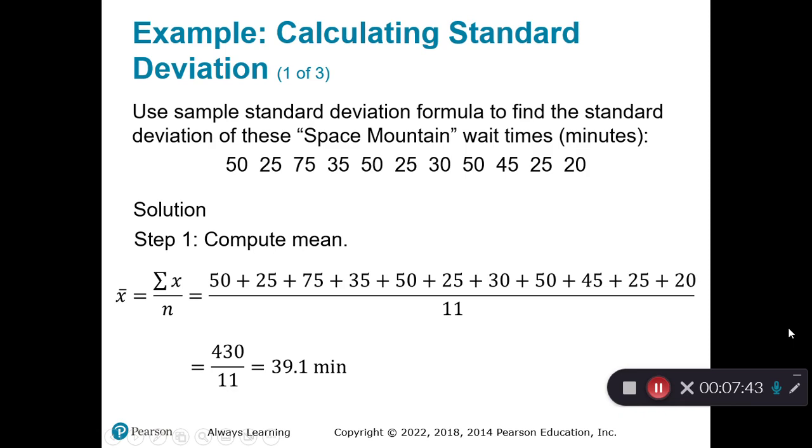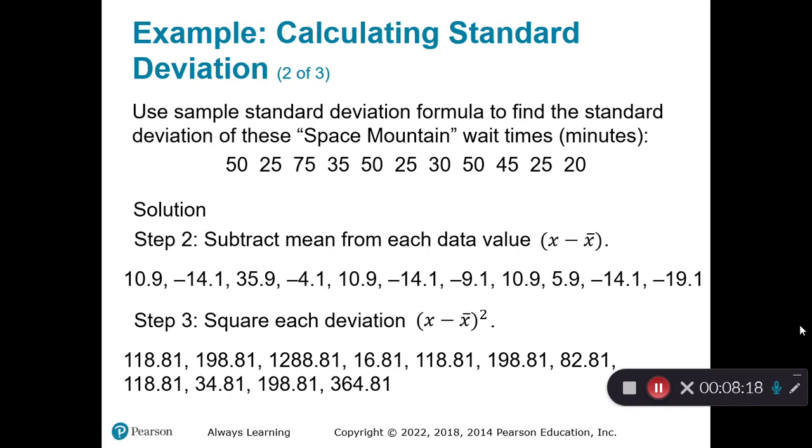All right, let's look at the calculation of standard deviation manually. We are going to use the first formula, and it all starts with calculating the mean of the data set first. So let's go back to looking at these wait times for the Space Mountain ride in Disney World: 50 minutes, 25 minutes, 75 minutes, etc. To find the mean, we add all those values and then divide by the number of values, which in this case is 11. So we find that the mean wait time is 39.1 minutes.